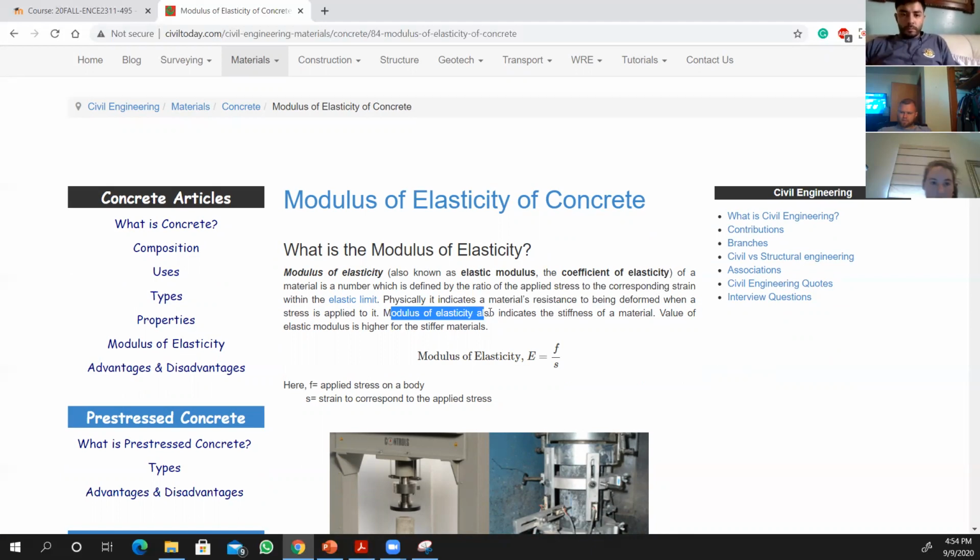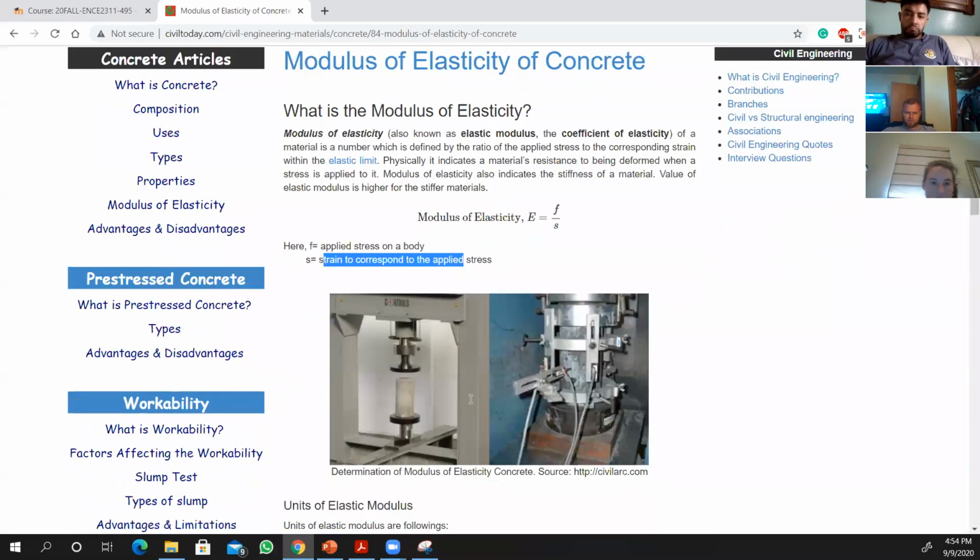Modulus of elasticity also indicates the stiffness of a material. Value of elastic modulus is higher for stiffer materials. And this is the equation. F is applied stress on a body, and S is the strain corresponding to the applied stress.